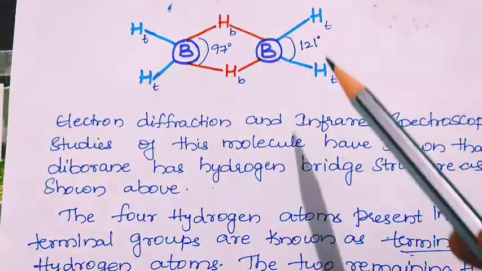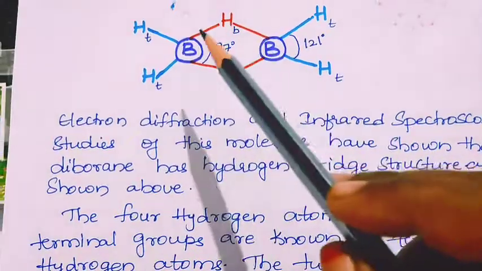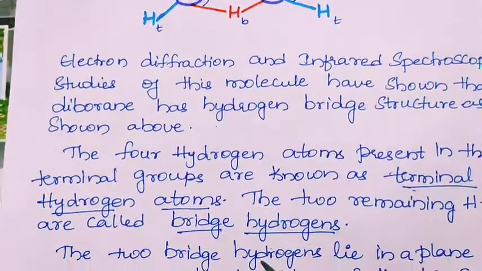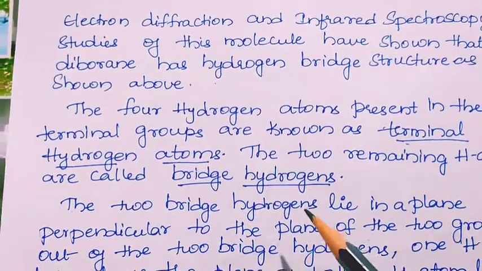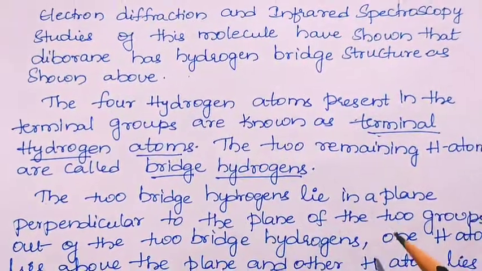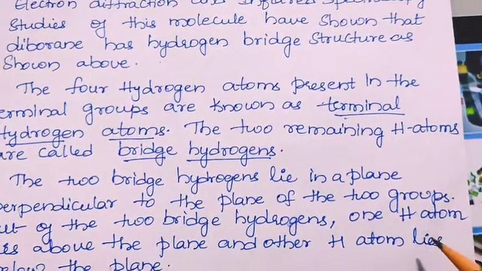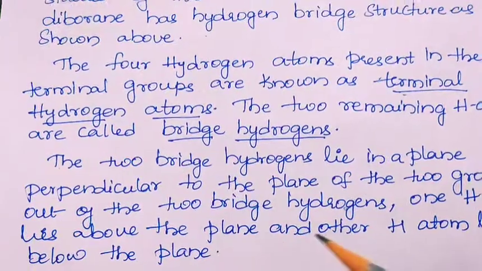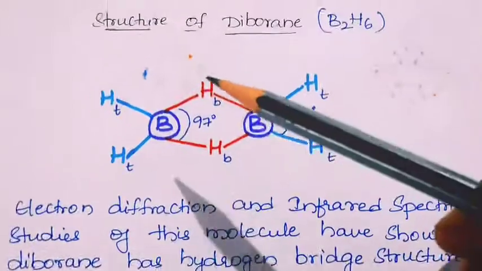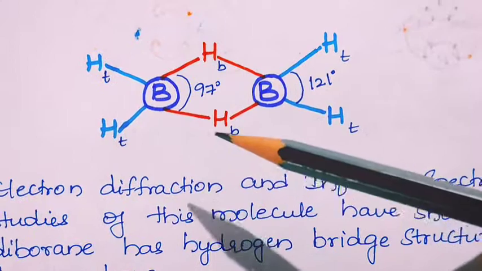So the 4 hydrogen atoms present in the terminal position are called terminal hydrogen atoms, and 2 are in the bridge. So these 2 hydrogens are bridge hydrogen atoms. The 2 bridge hydrogens lie in a plane perpendicular to the plane of the 2 BH2 groups. Out of the 2 bridge hydrogens, 1 hydrogen atom lies above the plane and the other hydrogen atom lies below the plane. So you can see one of the hydrogen atoms is present above the plane, the other is below the plane.